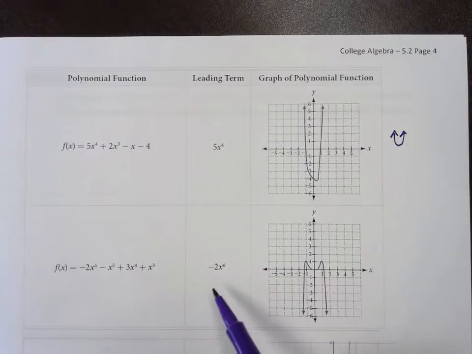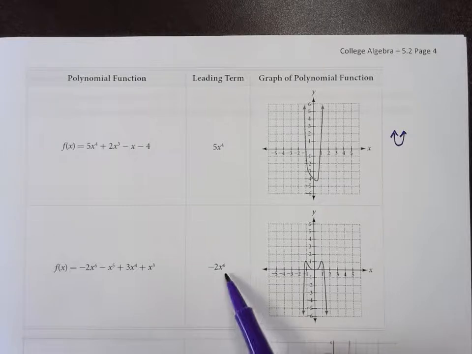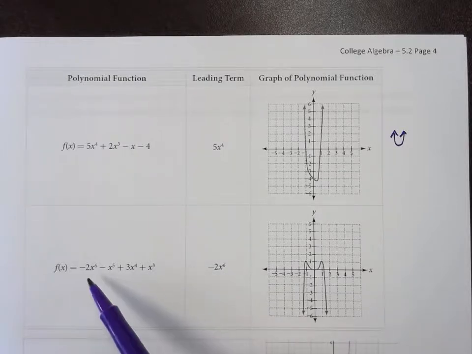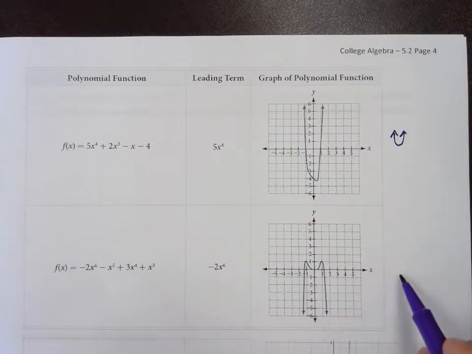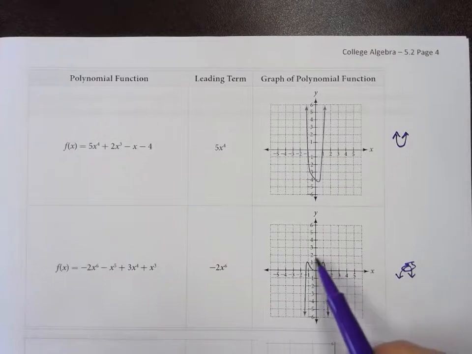The next one is also an even function. Negative 2x to the 6th is our leading term. The coefficient is negative, which means it's opening downwards, but there's going to be some crazy stuff going on in the middle, as you can see here.